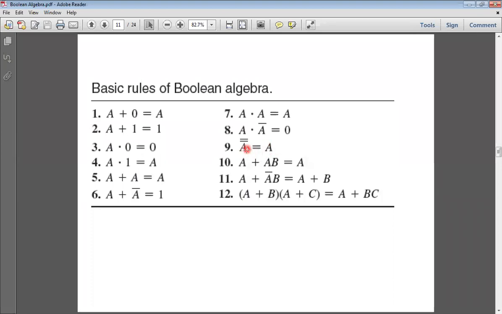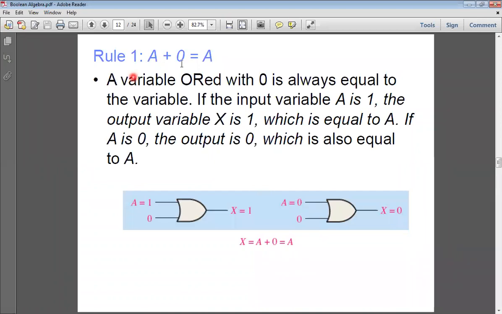That is very important. A single bar is one complement. A double bar means take A, complement it, take the result, and complement it again. So if you double complement A, what we get is A back. Next one is A plus AB equal to A, A plus A bar B equal to A plus B, and A plus B into A plus C equal to A plus BC. These are the rules of Boolean algebra. Let's understand them one by one. Rule 1, A plus 0 equal to A.